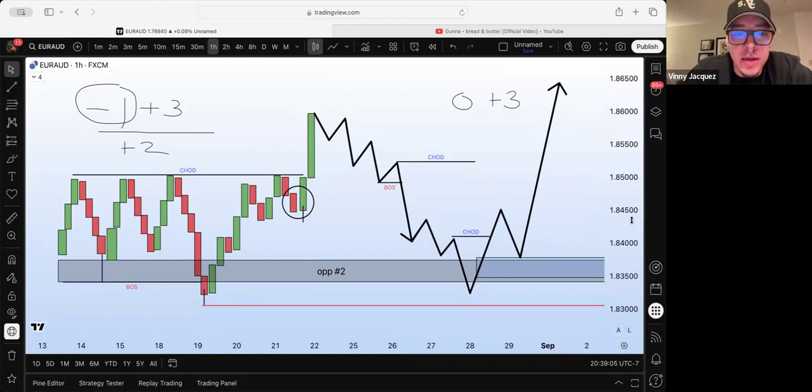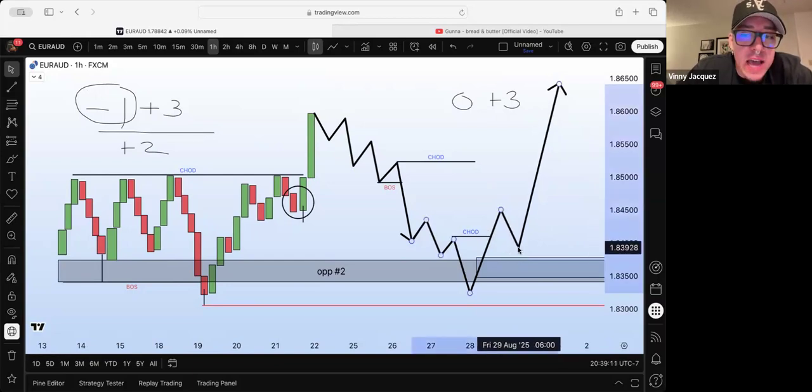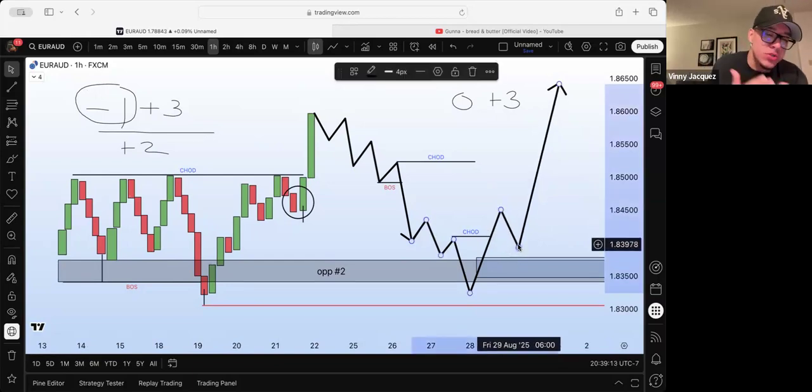You got to stick to your plan. It doesn't matter, guys, whether you enter first touch or you're waiting for confirmation. It doesn't matter. You just have to stick to it. The person who is the most consistent with their rules is going to have a good time in trading.